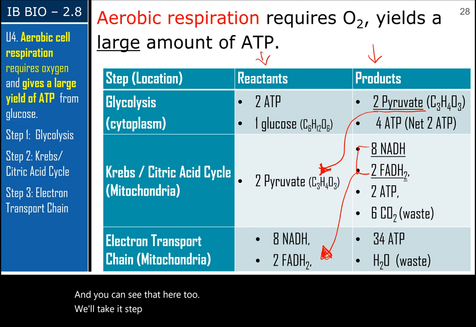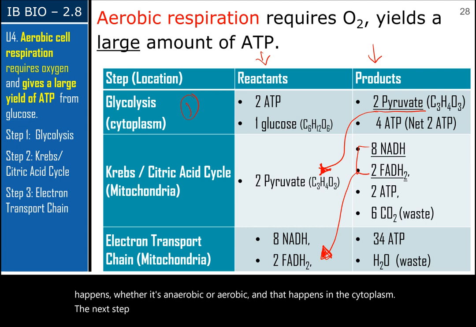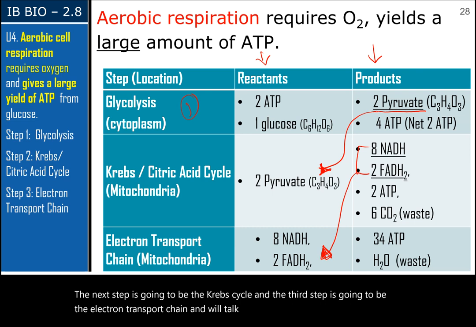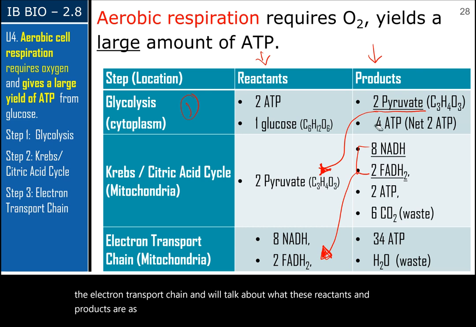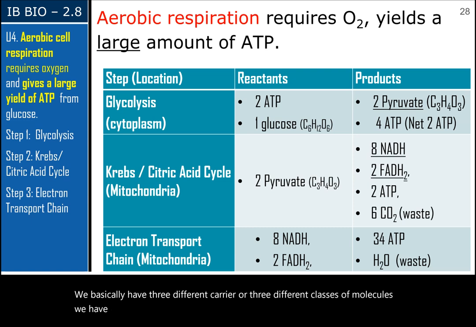Remember that glycolysis is the first thing that happens, whether it's anaerobic or aerobic, and that happens in the cytoplasm. The next step is going to be the Krebs cycle, and the third step is going to be the electron transport chain. And we'll talk about what these reactants and products are as we go. We basically have 3 different classes of molecules. We have energy carriers, we have waste products, and we have carbon compounds. So let's take it step by step.